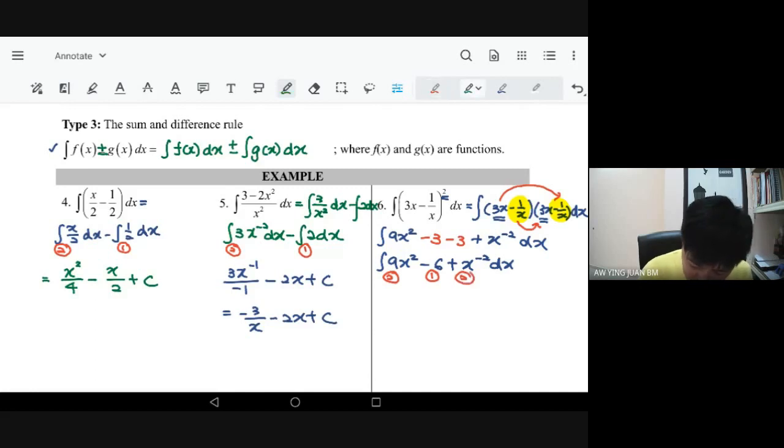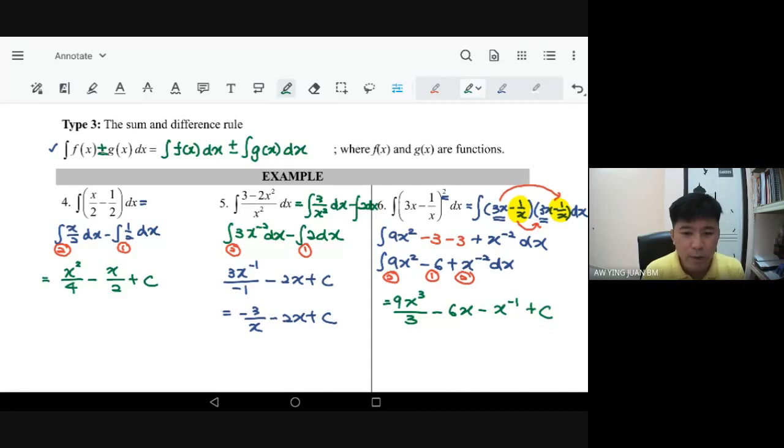Barulah saya nak integrate. Iaitu rules yang kedua, rules yang pertama, rules yang kedua. So, jawapan saya x to the power of 3 over 3. So, 9 over 3 minus 6x, kemudian negative x to the power of negative 1 plus with the c. Harapnya boleh nampak apa yang saya tengah buat. So, jawapan akhir saya 3x to the power 3 minus 6x minus 1 over x plus with the c. So, that is my final answer.